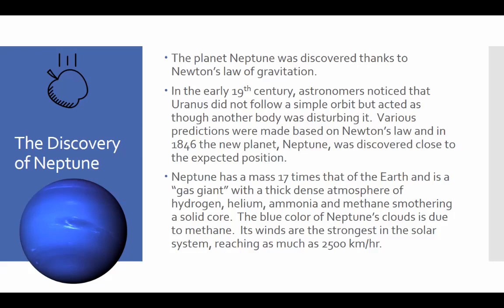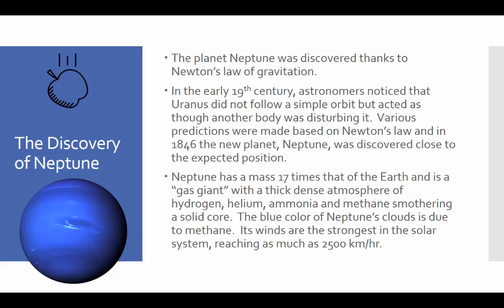This is pretty amazing. Now, Neptune has a mass about 17 times that of Earth and is one of the gas giants with a thick, dense atmosphere, hydrogen, helium, ammonia, and methane smothering a tiny little solid core. The blue color of Neptune's clouds is due to the methane, and it has the strongest winds in the solar system, reaching as much as 2,500 kilometers an hour. So really pushing.